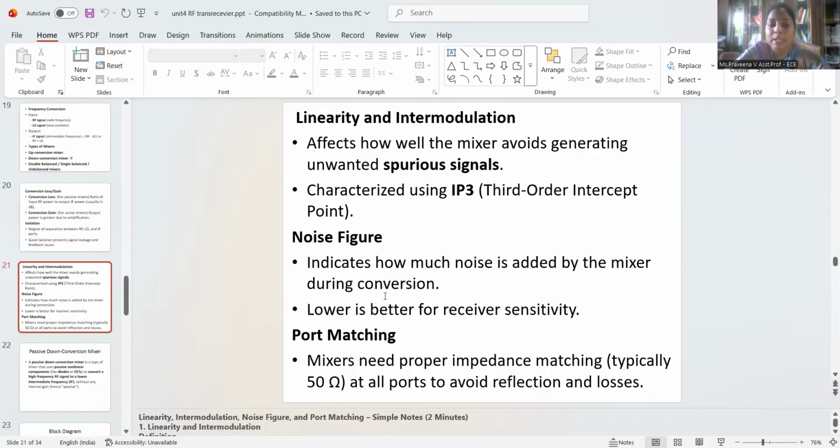And port matching. Port matching matches the impedance of the RF, LO, and IF ports to the system impedance. Why is it important? If impedances are not matched, signal reflections will occur. The maximum power will not be delivered to the receiver, and power will be lost. The overall system performance will decrease. That is the disadvantage if the impedances are not matched.